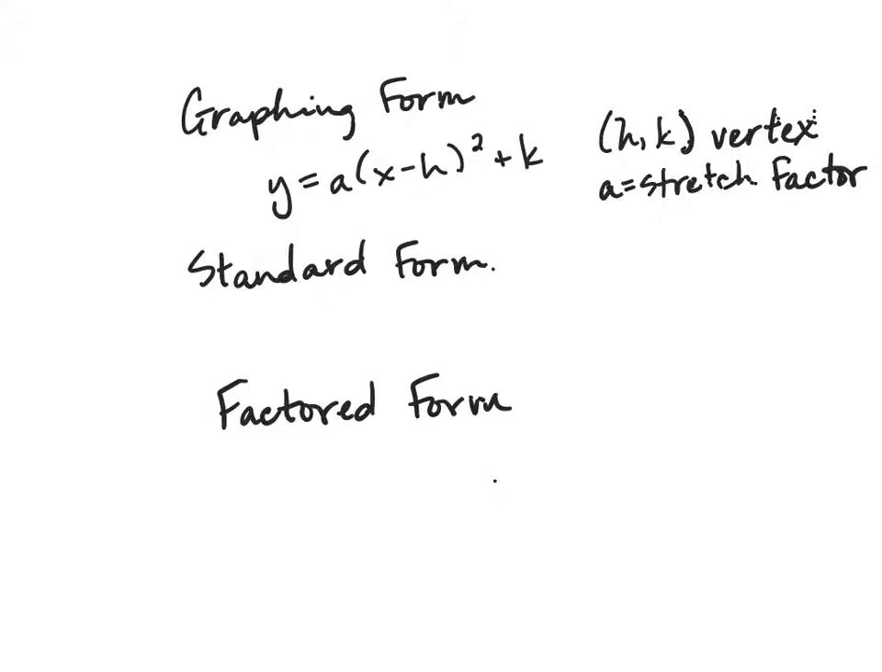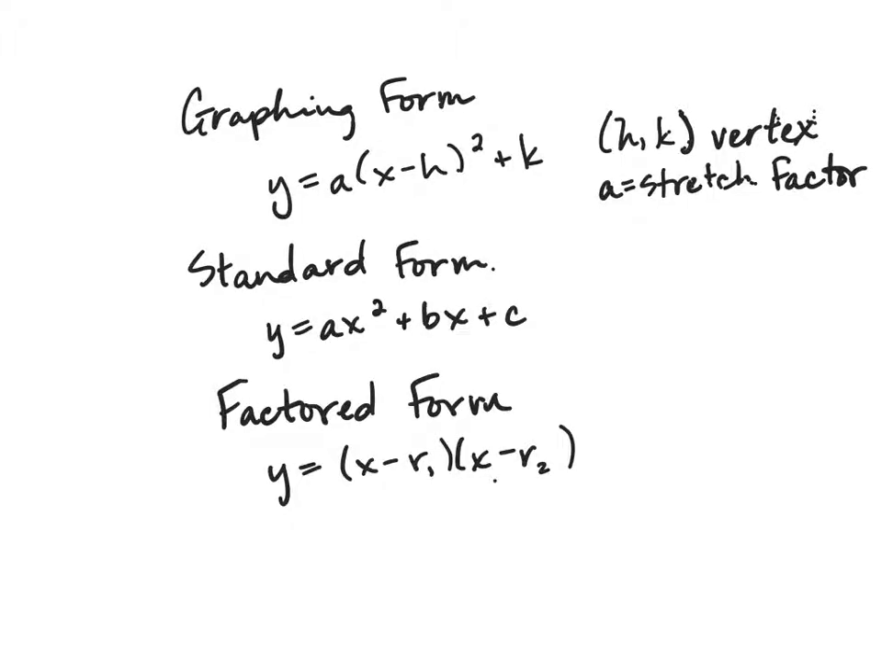Standard form is our y = ax squared plus bx plus c. That's when everything's been multiplied out and simplified. Then factored form, that's our root form. That's x minus r1 times x minus r2.